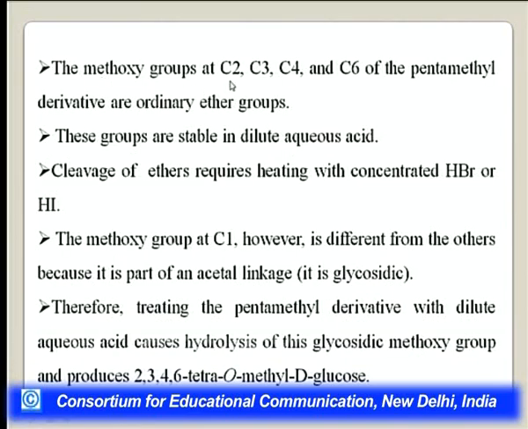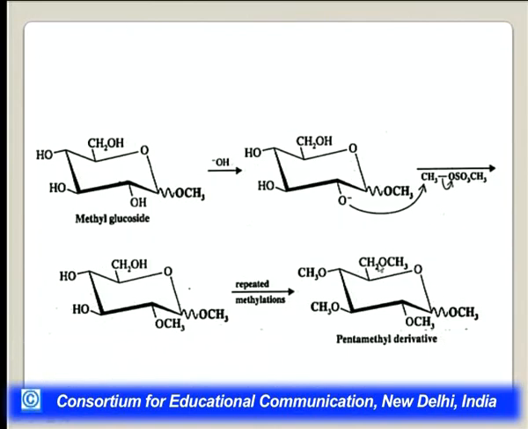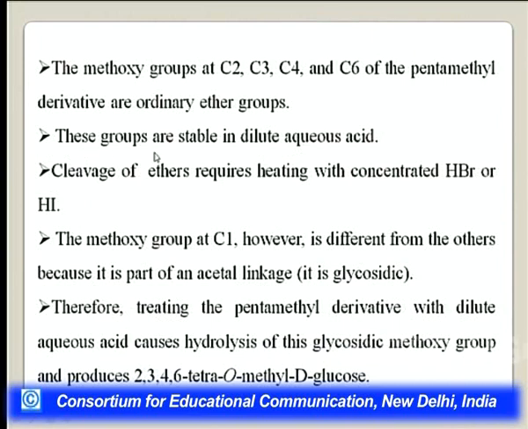The methoxy groups at C2, C3, C4 and C6 of the pentamethyl derivative are ordinary ether groups. We were talking about these groups 1, 2, 3, 4. We are not talking about this one. These groups are stable in dilute aqueous acid. So cleavage of ethers requires heating with concentrated HBr, that is hydrogen bromide, or hydrogen iodide.